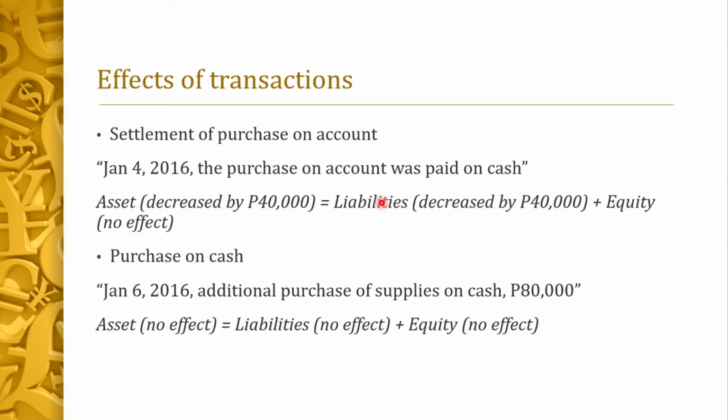So, this is an example of use of asset, because the asset account decreases and then the liability or equity account also decreases. Purchase on cash. January 6, 2016, additional purchase of supplies on cash. No effect. Why? Because it is an example of exchange of asset. In this part, an asset account, which is supplies, increases while cash, also an asset account, decreases. When you get the difference, it is 0. That's why it has no effect on the accounting equation.